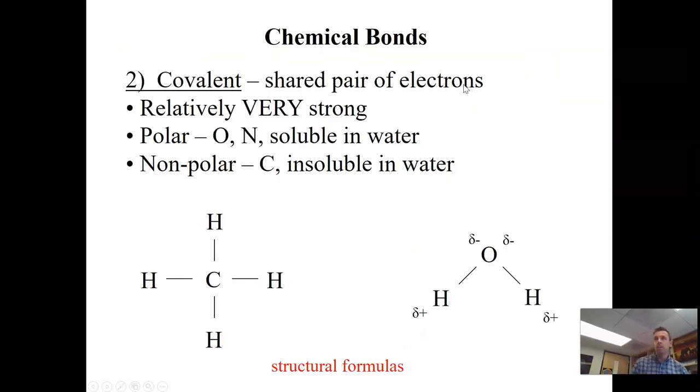Right? So a covalent bond is a shared pair of electrons. This is very strong. Covalent bonds basically need enzymes to make or break them. So these are very strong. And we have polar and nonpolar versions, which we're going to get to in a little bit.